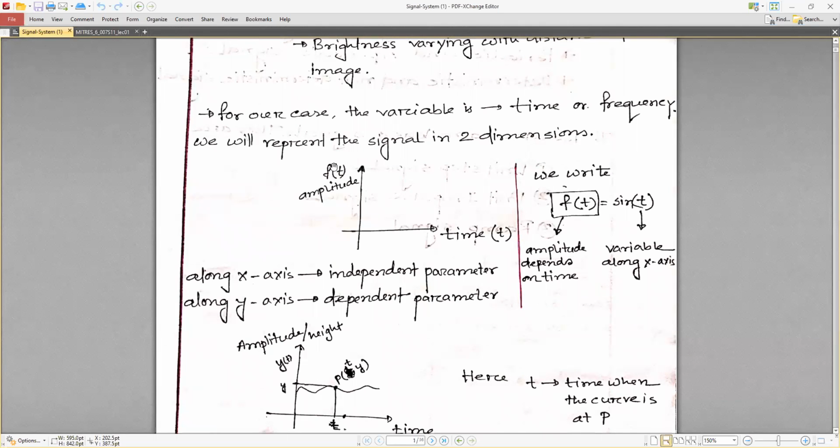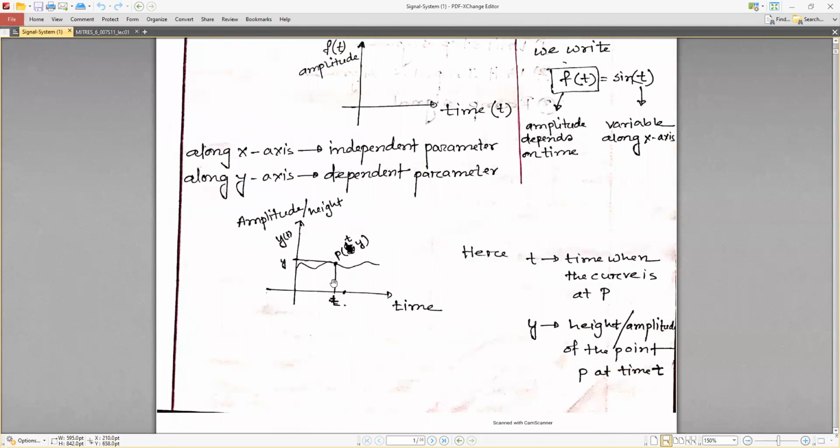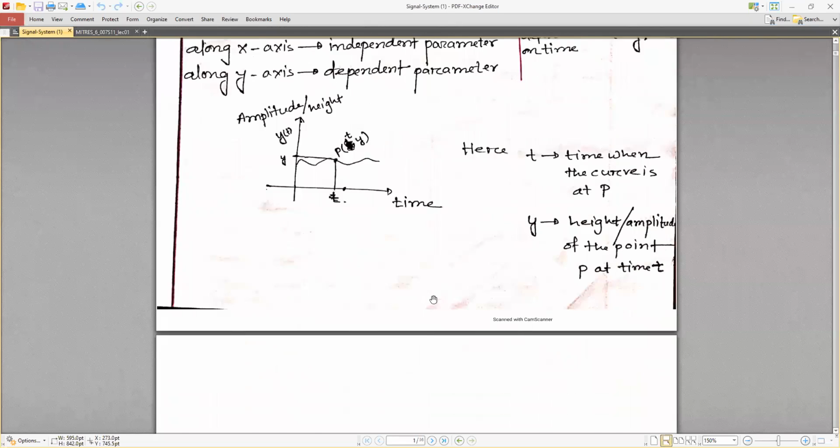Rather, the amplitude depends on the time. Okay, amplitude depends on the time. That is the thing. Now here, the amplitude depends on time and thus time is the variable along the x-axis. If we want to see a point over here, say P, it is a function of time, y(t). T here is the time when the curve is at P. Y is equal to the height or amplitude of the point P at that time. Okay, so this is the simple signal.